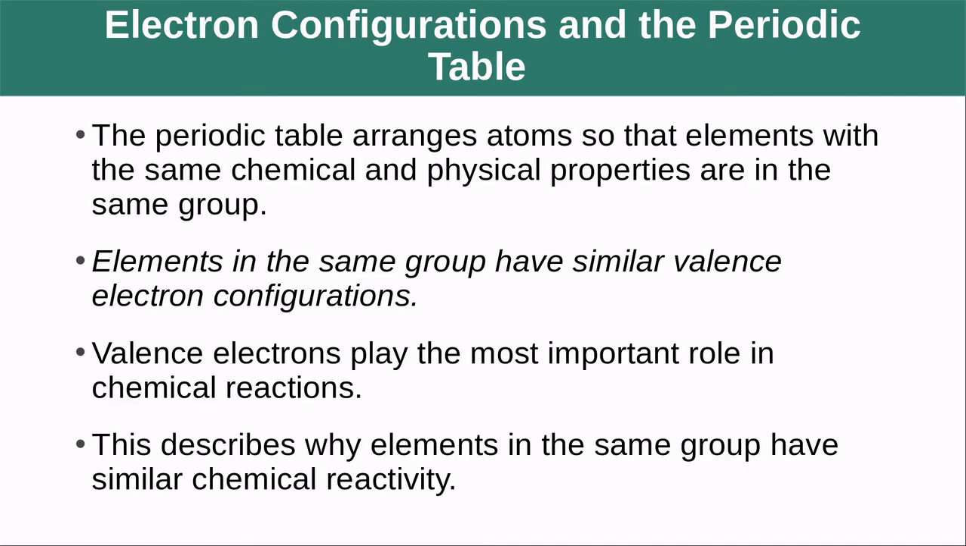Okay, electron configurations in the periodic table. The periodic table arranges atoms so that elements with the same chemical and physical properties are in the same group. Elements in the same group have similar valence electron configurations. Valence electrons play the most important role in chemical reactions. This describes why elements in the same group have similar chemical activity. Makes sense. Their electrons are arranged in the same way. They behave the same way.